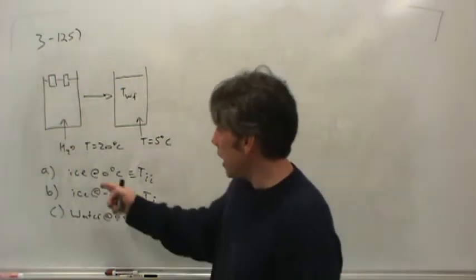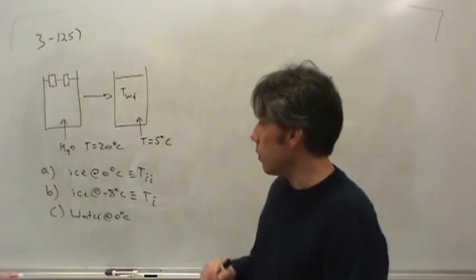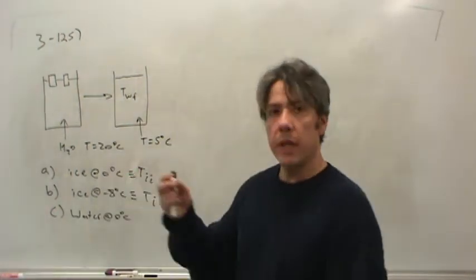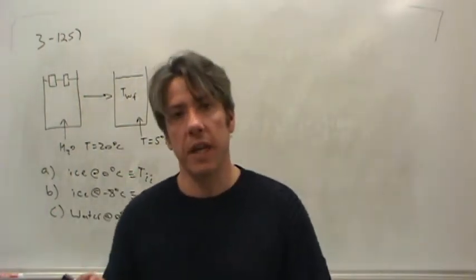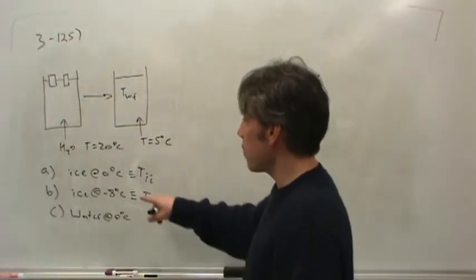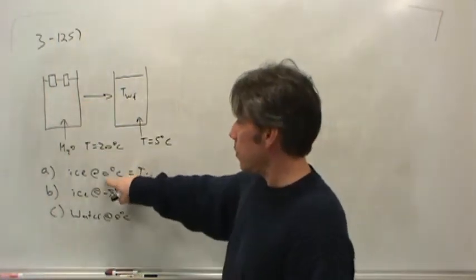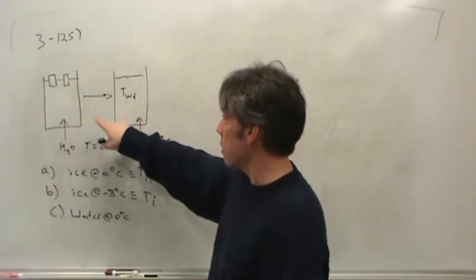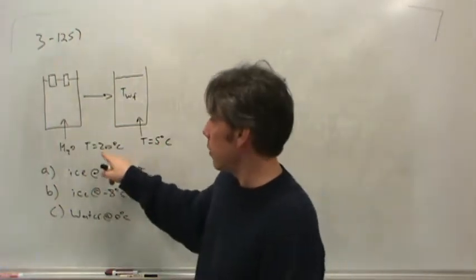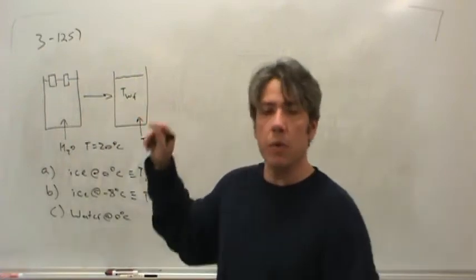If we had ice at 0 degrees Celsius, then what would happen? Well, the ice would be in the solid form. It would be in the phase of solid. So it would have to melt. It would have to go from solid to liquid, and then its temperature would have to go from 0 degrees Celsius to 5 degrees Celsius and be in equilibrium at the end with the drink, whatever that is.